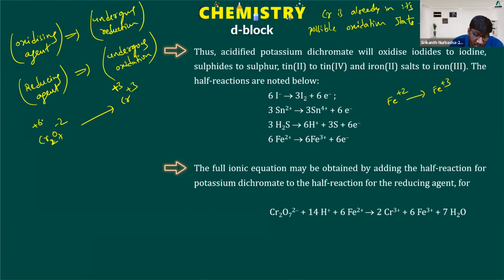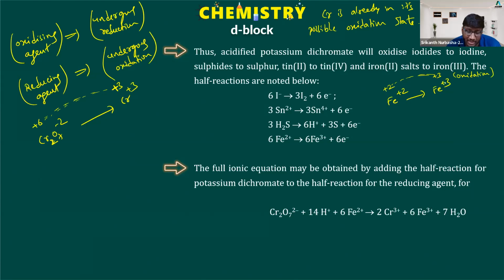Now look at the change in the oxidation states. +6 to +3, decrease happened. Yes or no? So decrease in the oxidation states. What do you mean by that? Oxidation or reduction? It underwent reduction, right? Fe2+ to Fe3+, +2 to +3, increase in the oxidation states. What is it called? Oxidation.